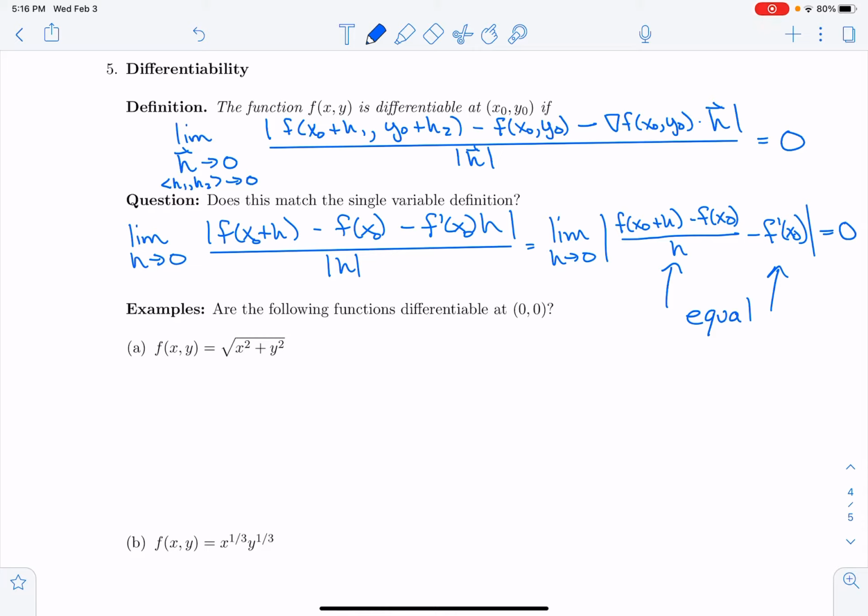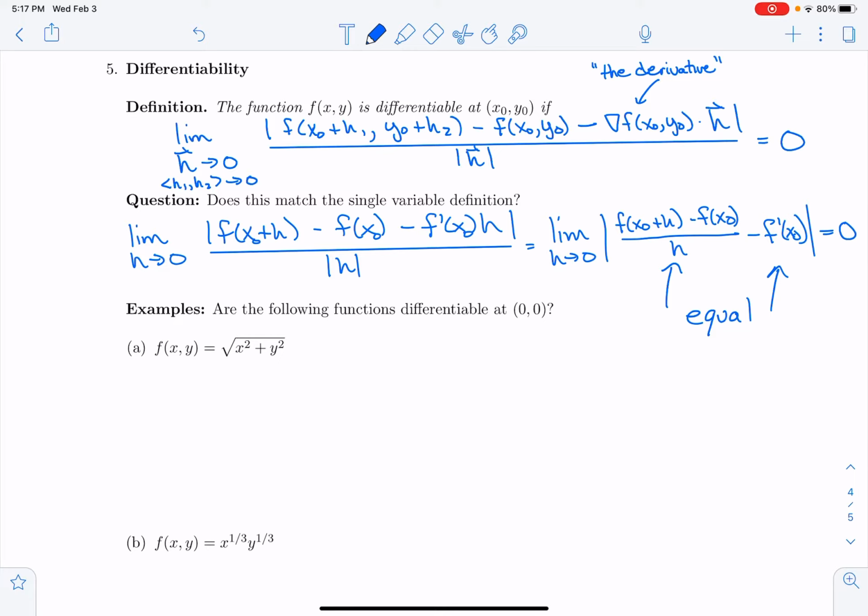So above, I'm looking at the difference quotient and comparing it with the derivative. And I'm saying if the difference between the difference quotient and the derivative is 0, then it's differentiable. So here, this is in some sense the derivative. And so you can see why this definition of differentiability is equivalent to our definition that we had in single variable calculus.